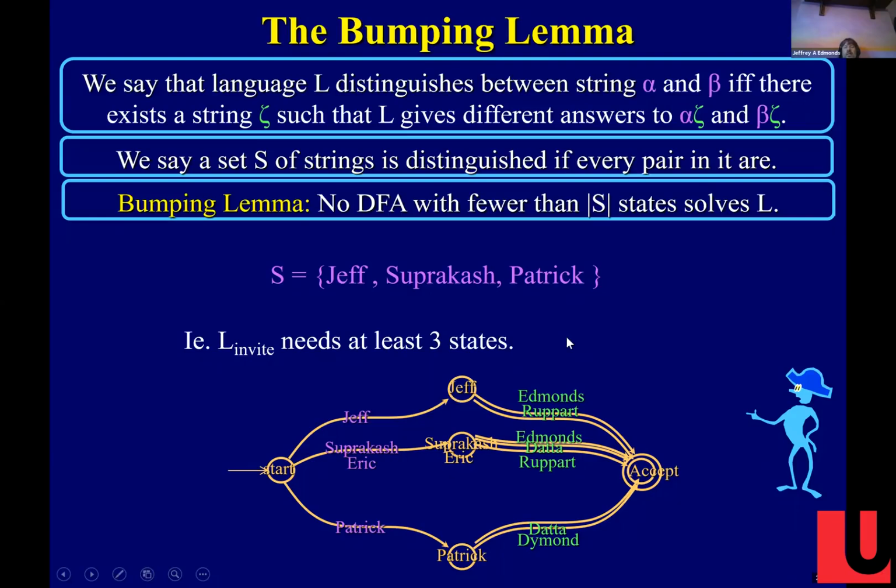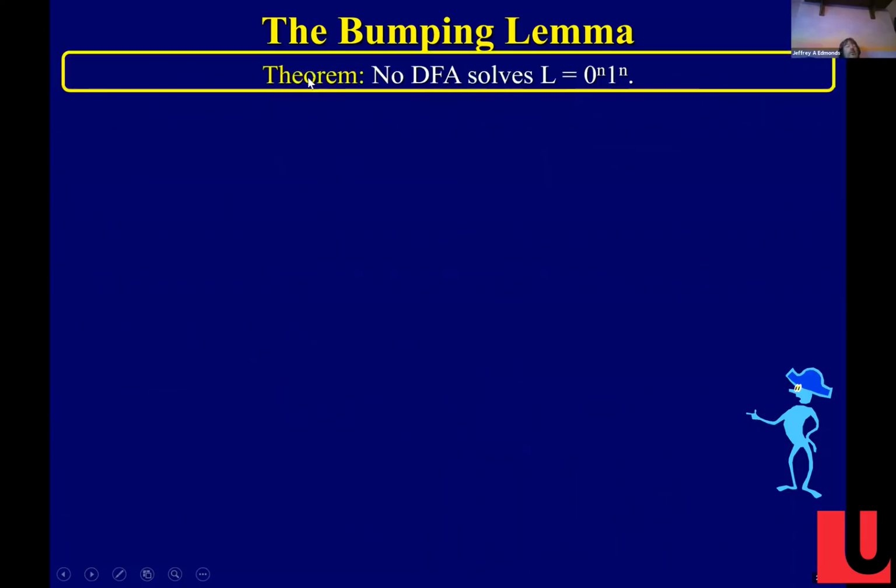Remember we have short versions of the slides and long versions of the slides, right? So certainly in the long versions, I prove this theorem, but maybe in the short version, I don't prove it. So let's, for the moment, at least assume that this theorem is true. Then how are we going to use the theorem to prove that 0^n 1^n cannot be solved by any DFA?